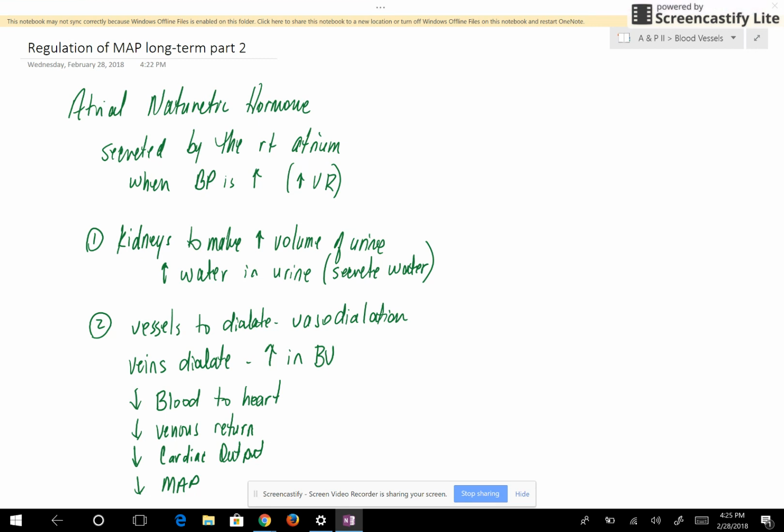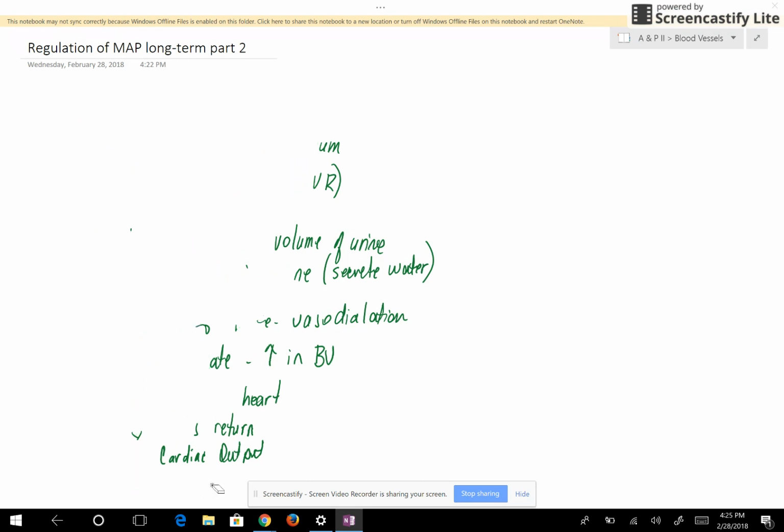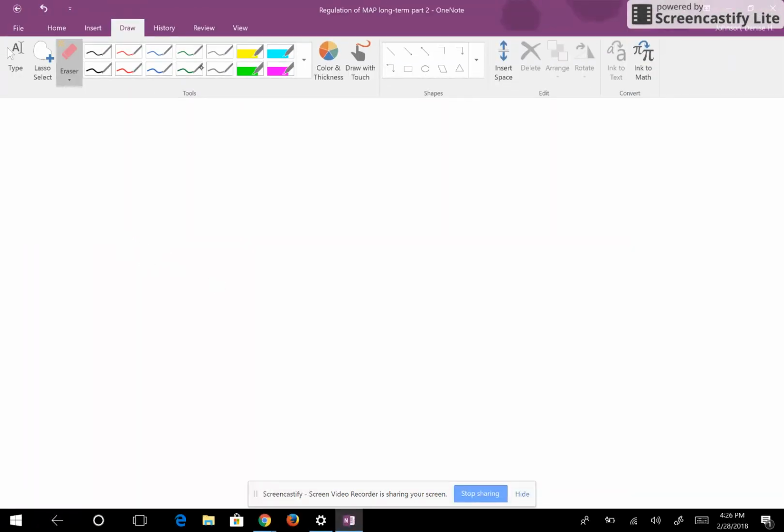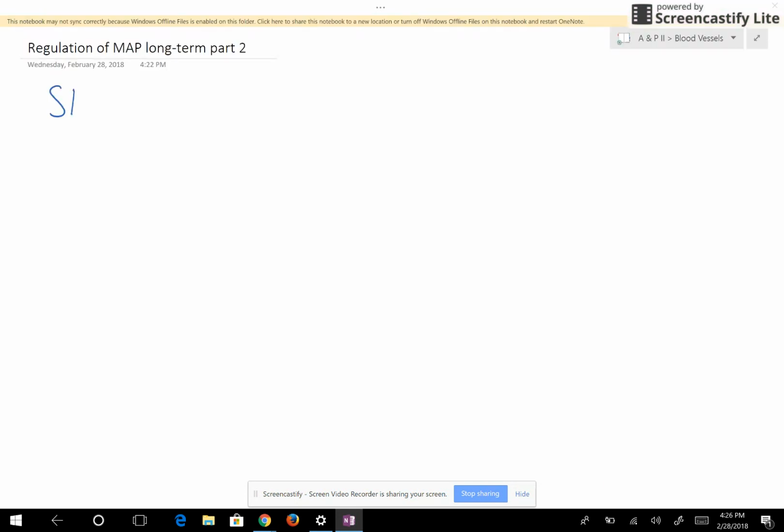Okay, the last one. The last one deals with the stress relaxation response. With the stress relaxation response, we're going to have a sudden loss of blood. Okay, it starts with a sudden loss of blood. A sudden loss of blood will be from probably trauma.